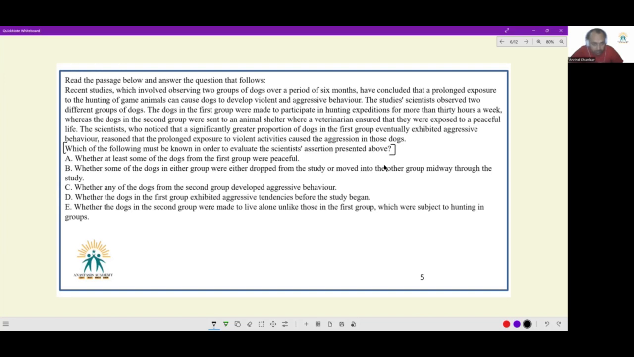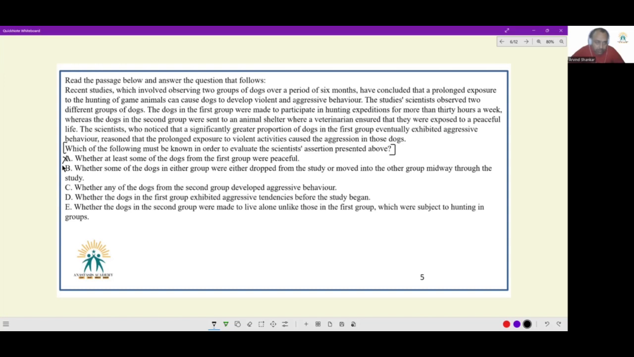Next, whether some of the dogs in either group were either dropped from the study or moved into the other group midway through the study. Okay, this can perhaps impact the results because let's say there were some aggressive dogs in the second group, and midway through the study, they were sent over to the first group. And then we are making the statement that the first group has more aggressive behavior. So between A and B, I'd say B survives.